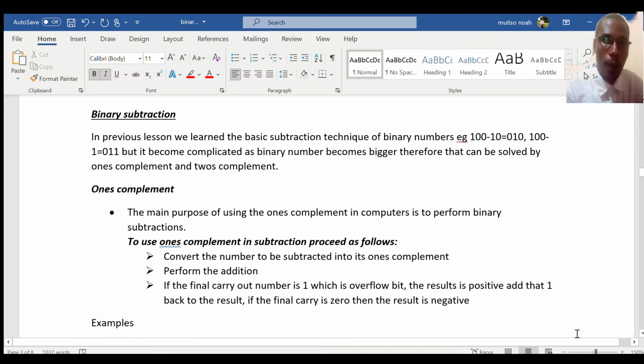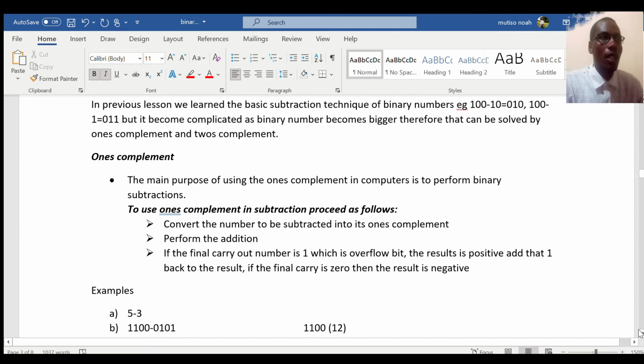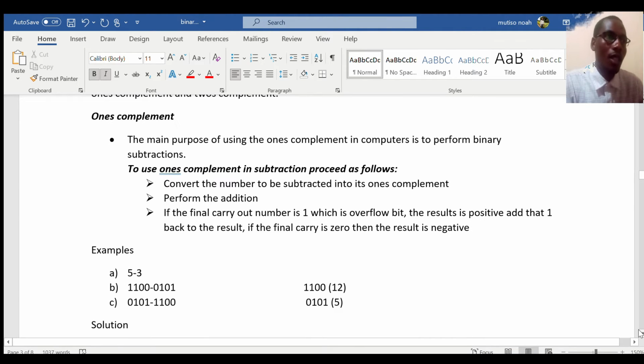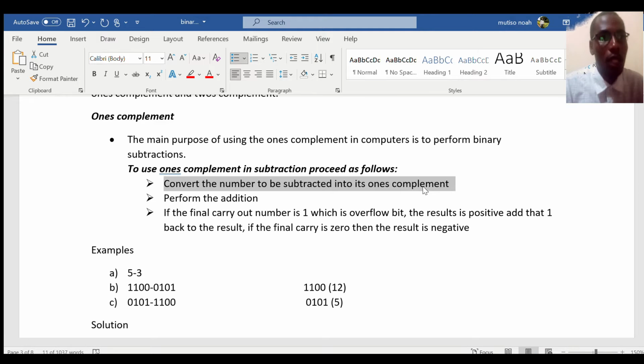So when you are doing subtraction using ones complement, you can proceed as follows. Step one, convert the number to be subtracted to its ones complement. Here we just assume that the numbers are in binary, so convert the number to be subtracted into its ones complement.